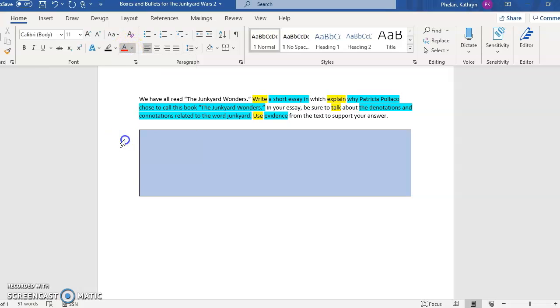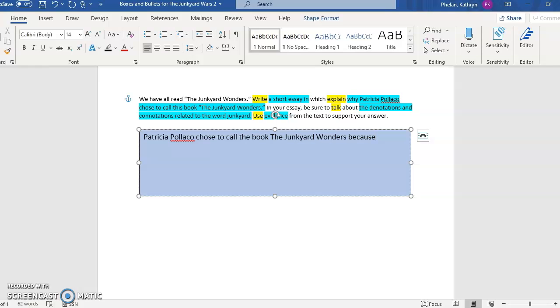I'm going to do it in red just because I think it's easier, and I'll make my text a little bit bigger so you can see it. The first thing I'm going to do is my TTQA. So I'm going to flip my question around. Why does Patricia Polacco choose to call the book Junkyard Wonders? Patricia Polacco chose to call the book The Junkyard Wonders because. All I did there is flip it around.